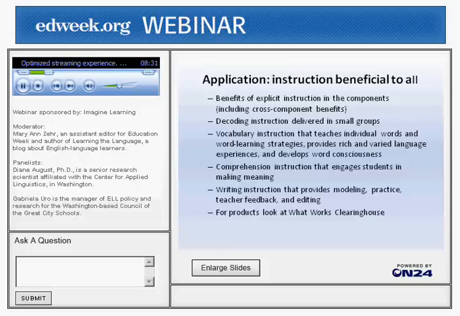Comprehension instruction that engages students in making meaning. So with both native speakers and English learners, it's important to make sure the kids fully understand the text they're reading. This means that we need more than just strategy instruction here, because by ensuring children really process the text, we're building their background knowledge, which then enables them to actually comprehend what they're reading. Writing instruction that provides modeling, practice, teacher feedback, and editing. And then if you look at the What Works Clearinghouse, some of the studies on English learners are listed there.